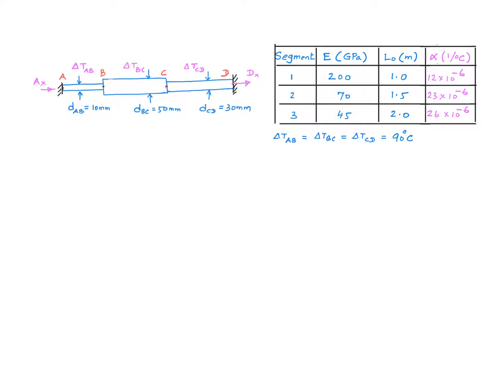So here are the numbers I have selected. You might recognize the values of the Young's modulus and the length from previous problems. You might also recognize that these values go with steel, these values go with aluminum, and these values go with magnesium. Note that I have added a third column here, which is the coefficient of expansion. Let's assume that the temperature increase is the same for all three segments, which is equal to 90 degrees C.